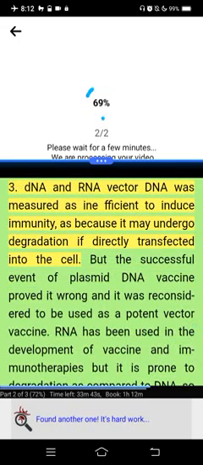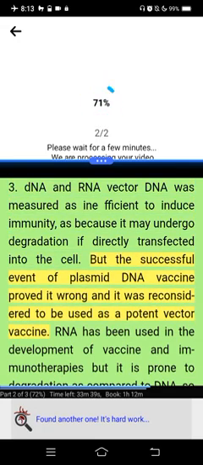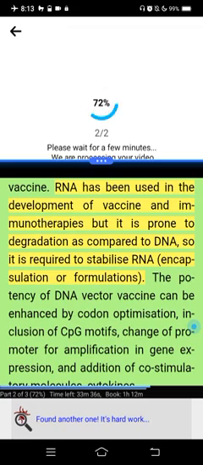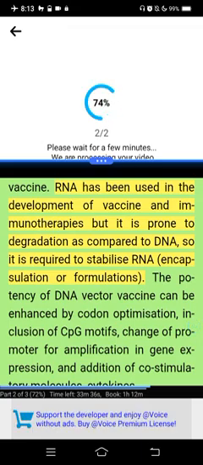3. DNA and RNA vectors. DNA was considered insufficient to induce immunity because it may undergo degradation if directly transfected into the cell. But the successful plasmid DNA vaccine proved this wrong, and it was reconsidered as a potent vector vaccine. RNA has been used in the development of vaccines and immunotherapies, but it is prone to degradation compared to DNA, so it is required to stabilize RNA by encapsulation or formulations.